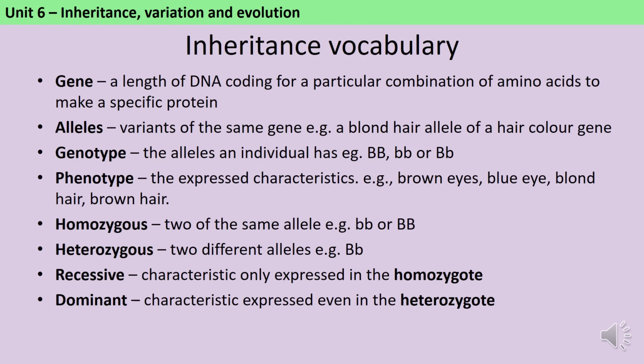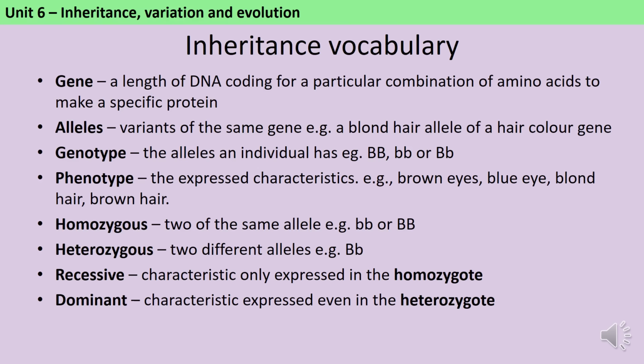And then the phenotype is the expressed characteristics. What can we actually see or observe that happens because you have those particular alleles? If you have 2 alleles that are the same as each other, then you're homozygous, whereas hetero means different. So heterozygous individuals have 2 different alleles.